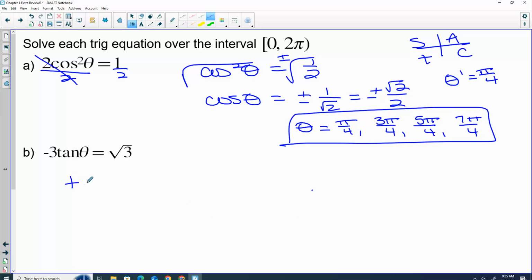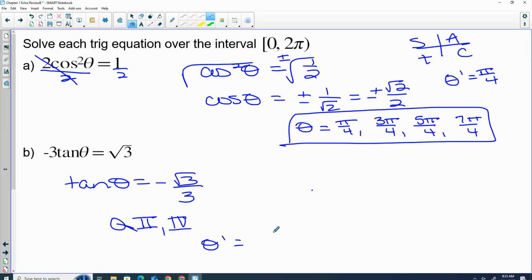B, if we divide our negative 3, we need to know when tangent is negative. Everything's positive in 1, sine's positive in 2, so tangent's negative. Tangent's positive in 3, so it's negative in 4. Reference angle: when is tangent radical 3 over 3? Tangent is the square root of the top over the square root of the bottom. When is that? 30 degrees, which is pi over 6.